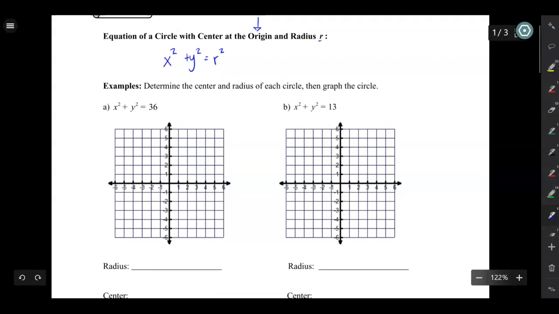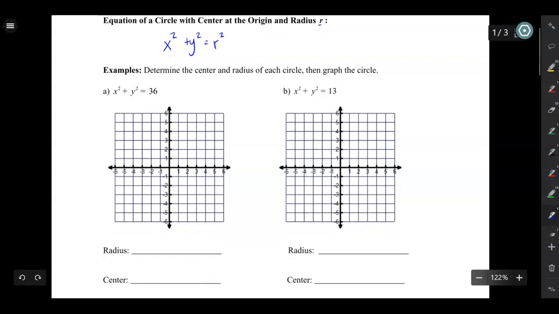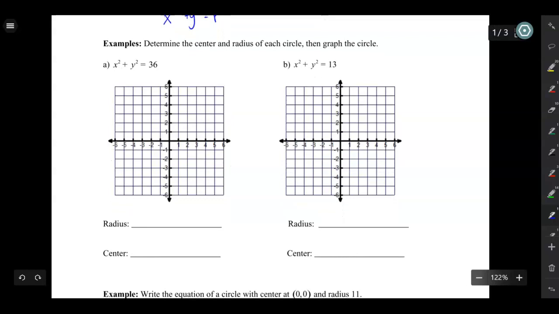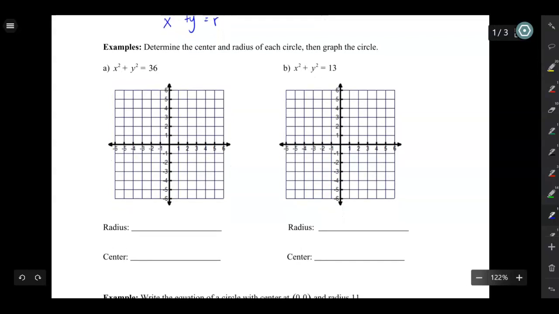Now we can also use this equation to graph things by hand, which is what we'll be doing most frequently in this unit. So first thing we're going to do before we start graphing is look at the equation, and we're going to determine the radius and the center. So the center is 0, 0. We already talked about that. That equation is centered at the origin. So I'm going to go ahead and put a dot where the center is.